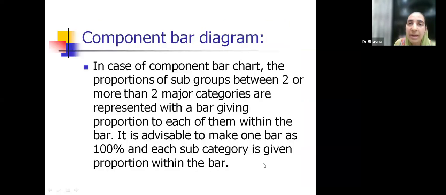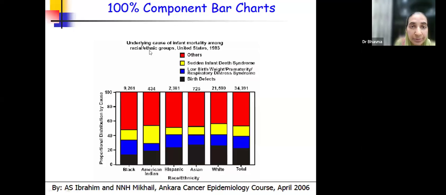Now, what is a component bar diagram? Mostly you're not told to draw it, but you should know what this is. In a component bar chart, the proportions of subgroups between two or more major categories are represented with a bar, giving proportion to each of them within the bar. You are not going to understand any of this. Just let me read it. We'll come back to this slide again. It is advisable to make one bar 100%, and each subcategory is given proportion within the bar. Just have a look at this example and then we'll make things clear, okay?